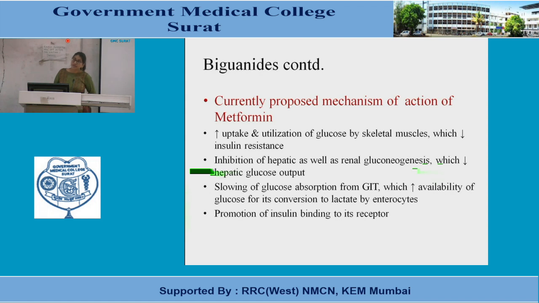Now there is another action which causes the slowing of glucose absorption from the GIT. When absorption is slowed, it increases the availability of glucose for its conversion to lactate by enterocytes. So this slowing of glucose absorption from the GIT will increase the availability of glucose in the GIT to be converted to lactate by the enterocytes. They are not getting absorbed. And the biguanide metformin also promotes insulin binding to its receptor.